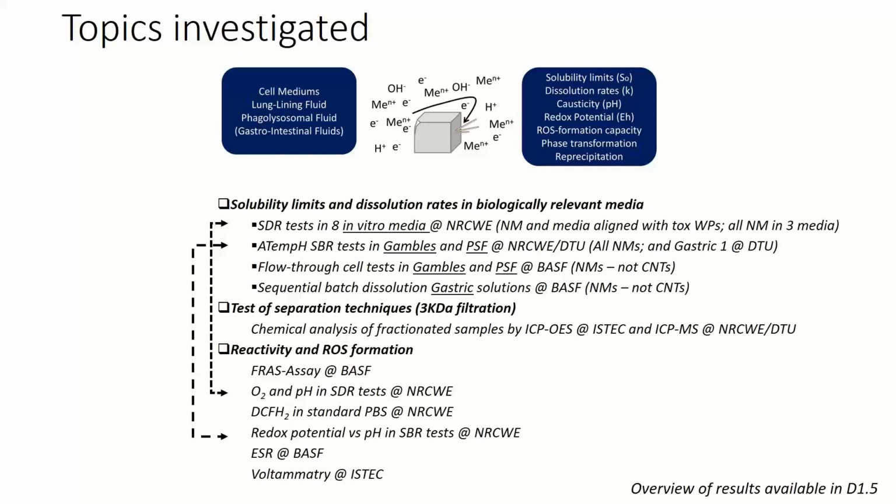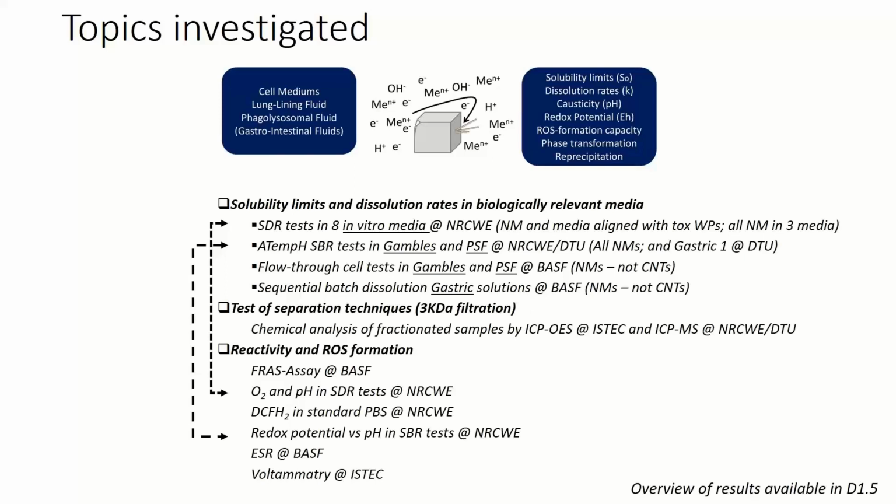At BASF, they used a flow-through cell membrane for testing the reactivity and kinetics of dissolution in Gamble's and phagolysosomal fluids, and a sequential batch reactor dissolution setup for gastric solutions, and in both cases they tested all nanomaterials except for the carbon nanotubes.